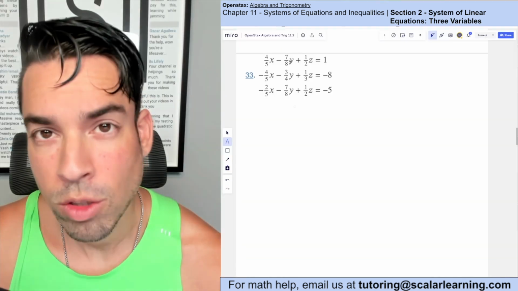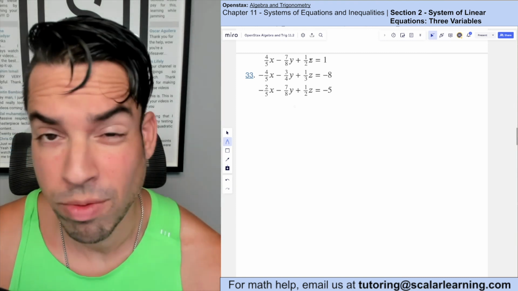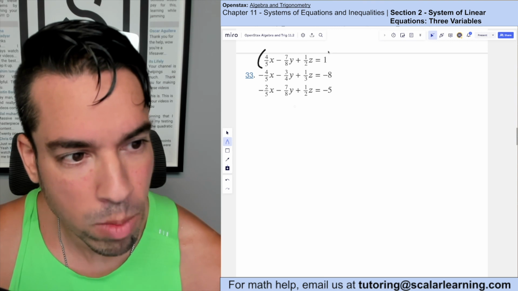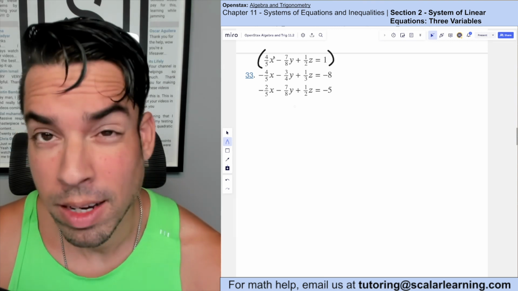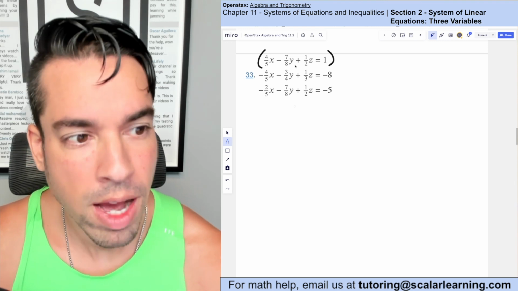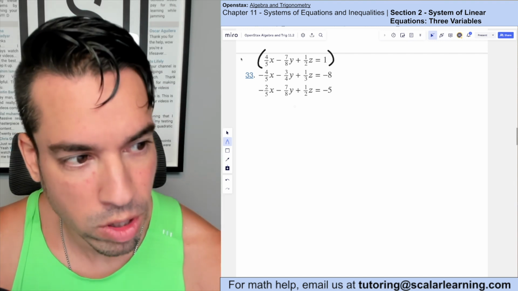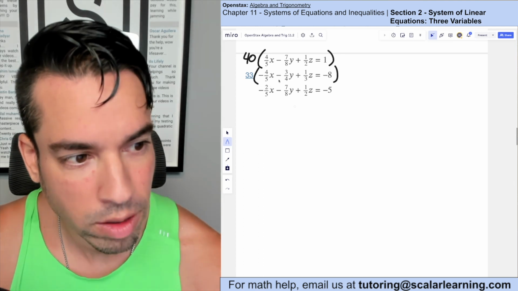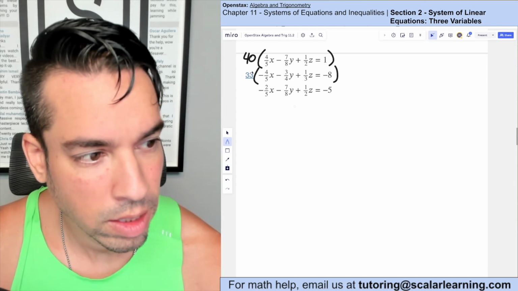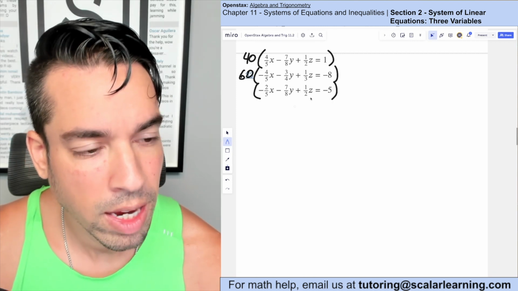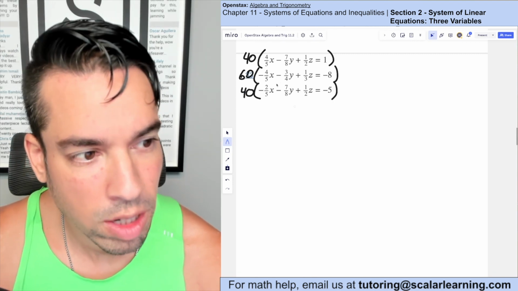Done. So for this one, I want to start by clearing all these fractions, right? These are going to be a nightmare. So what we're going to do is start by multiplying each equation by the least common denominator of these three, right? So 5, 8, and 2, that's going to be 40. So I'm going to multiply this entire equation by 40. This one, 5, 4, and 3, that's going to be 60. So I'm going to multiply that whole thing by 60. And then this one, 5, 8, and 2, again, that's going to be 40. All right, let's see what we get.